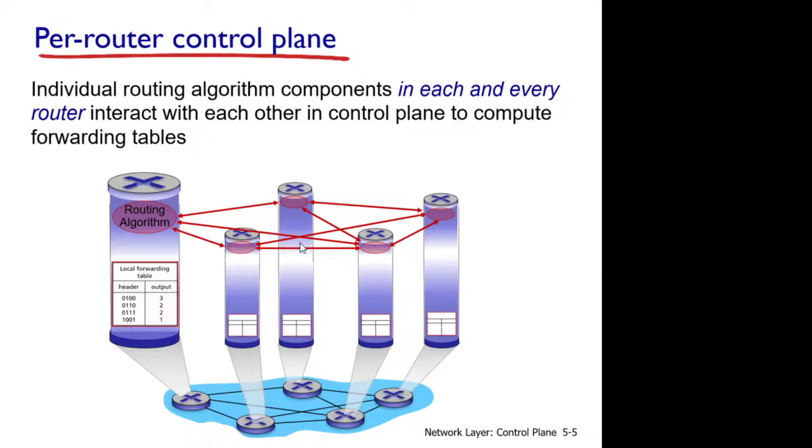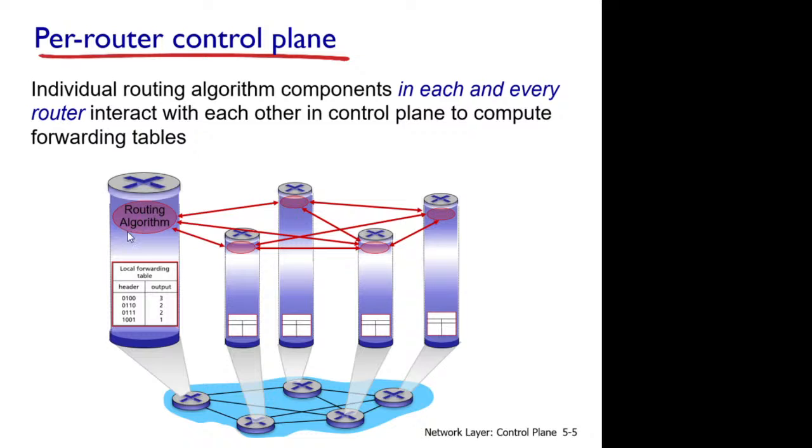Each and every router has a routing algorithm that runs independently of all the other routing algorithms in all the other routers. The purpose of this routing algorithm is to figure out what is the best path for a particular packet that has arrived at the router. In other words, what outgoing link should this router send that data on, based only on its destination address. So the routing algorithm figures that out.